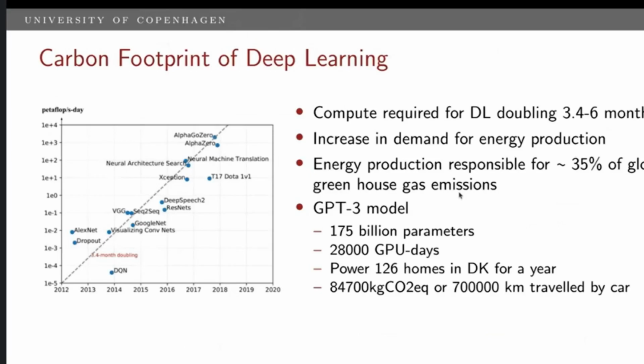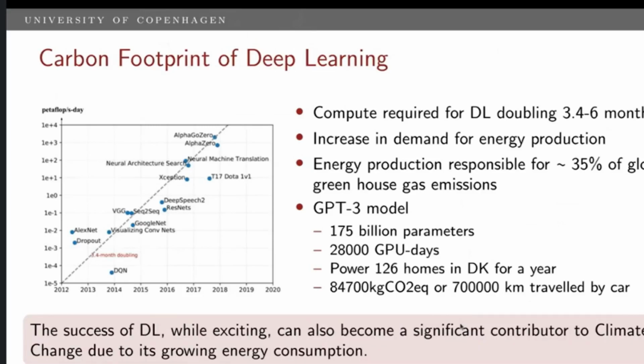Just to put things into perspective, like I already said, the training of the GPT-3 model can power 126 homes in Denmark, and Denmark is an affluent, Western country with some of the highest standards of living, meaning the energy consumption is quite high. So 126 homes for one full year. That's not a small number. This is the message from this slide. So while exciting, I think we should be a bit careful about the energy consumption of deep learning, and I think this is where our work is positioned.